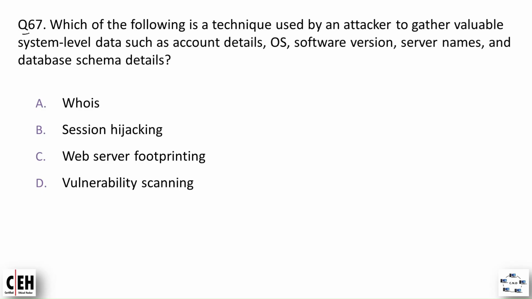Question number 67. Which of the following is a technique used by an attacker to gather valuable system level data such as account details, operating system, software versions, server names, and database schema details? Option A, Whois. Option B, session hijacking. Option C, web server footprinting. And option D, vulnerability scanning. And the correct option is option C, web server footprinting.